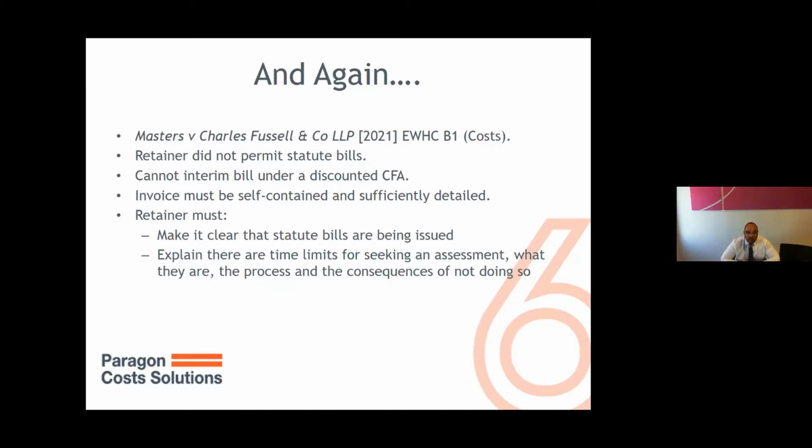Now, one aspect of this I certainly agree with is that in this particular case, the solicitors were acting under a discounted CFA. And the court said, well, you can't interim bill under a discounted CFA, and that's got to be right. There can't be statute bills under a discounted CFA because the nature of a CFA is that the final fee is not known until the outcome is known because it's conditional upon the outcome. So those invoices can't be statute bills. That makes sense. So I agree with that.